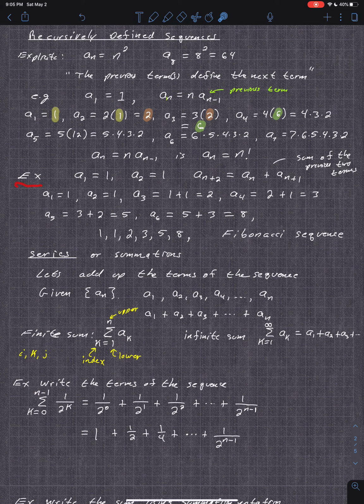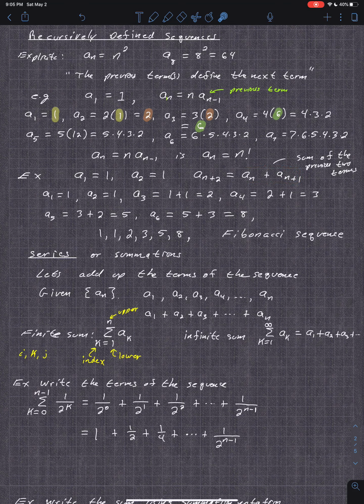So next example, this one maybe you've seen before. Well, the name at least. So a sub 1 is 1. A sub 2 is 1. A sub n plus 2, so not the first or the second. So you start at 1, you're going to get 3. It is defined to be the sum of the previous 2 terms.